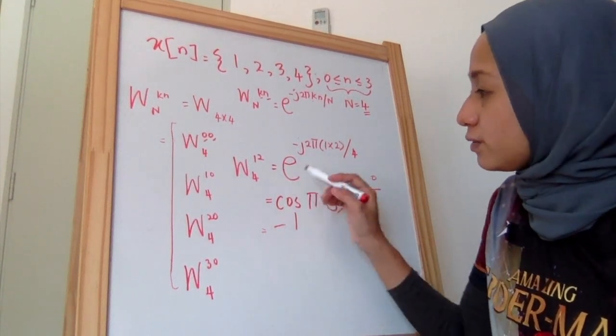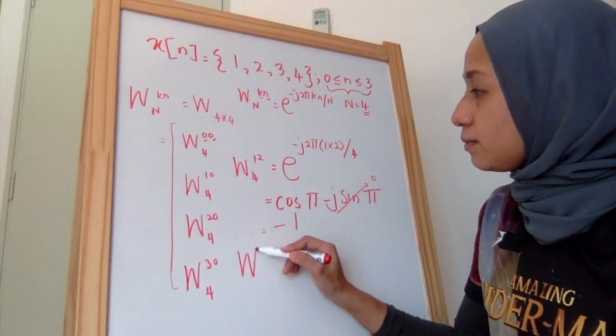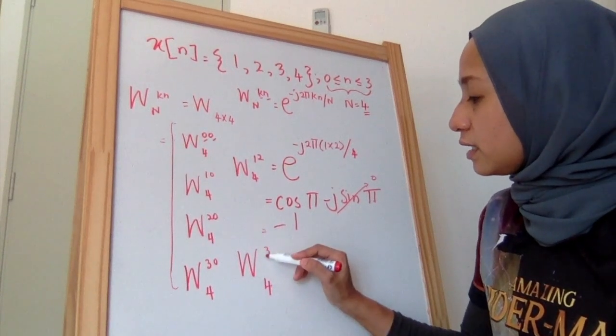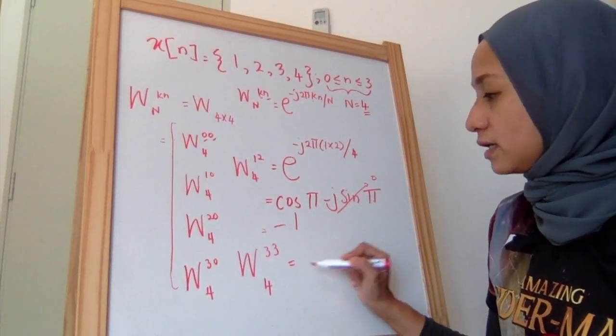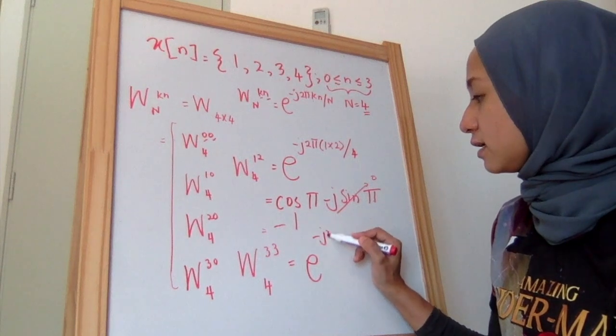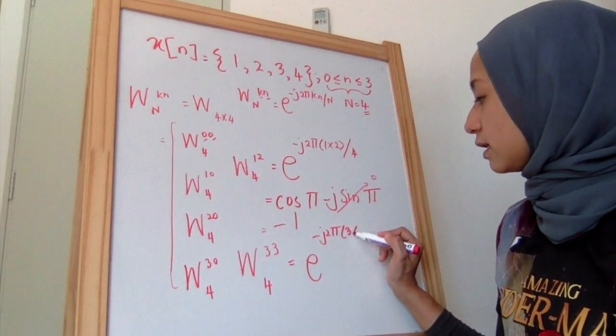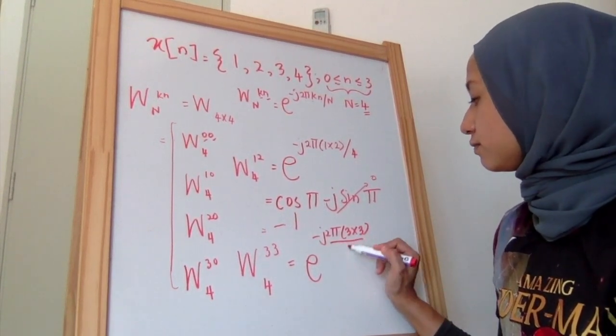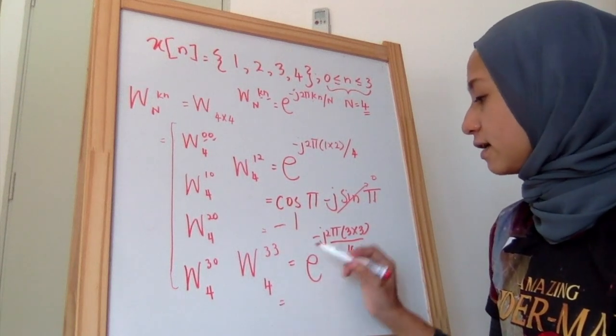Okay, so you repeat this one until W433. Same thing, you apply the same technique. You will find 3 times 3 over 4. So you will have the result.